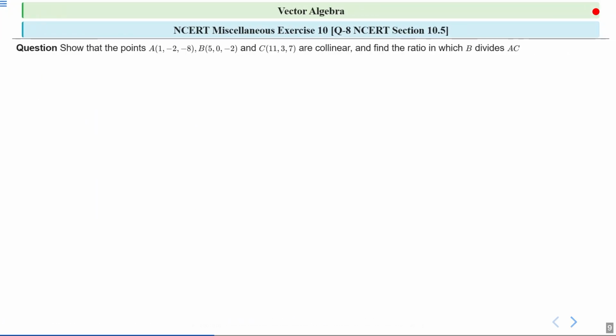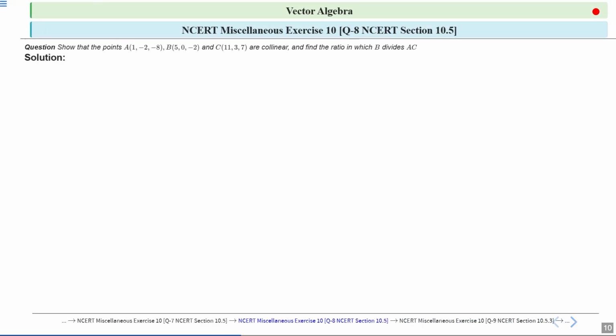Next is NCERT miscellaneous exercise 10 question number 8, which says show that the points A, which is (1, -2, -8), B, which is (5, 0, -2), and C, which is (11, 3, 7) are collinear, and find the ratio in which point B divides AC. Okay, so let's see how we can solve this.